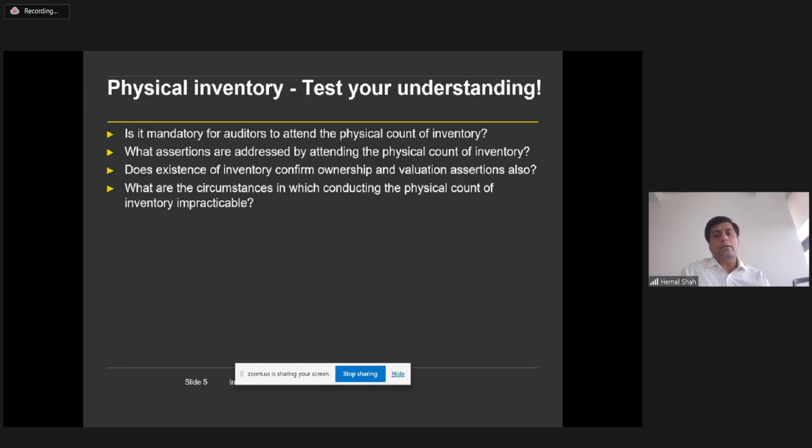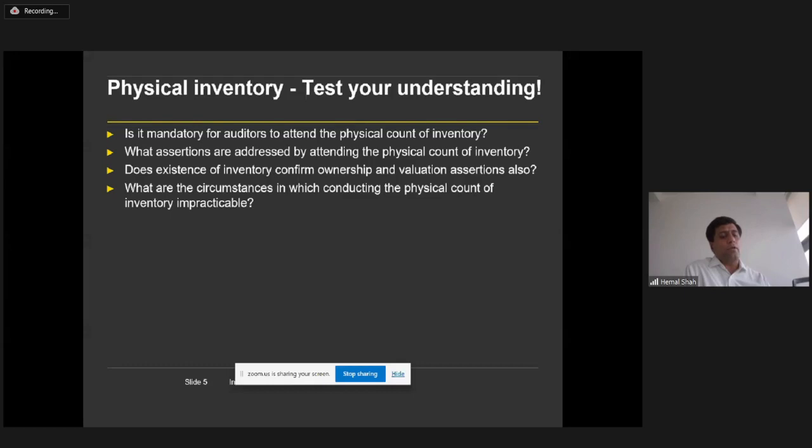So what it tries to say is, if it is a very serious problem for the auditor to attend, and when I say serious problem, it basically means it may put a very significant risk to the auditor from a safety point of view, then in that case it is fine. But otherwise, in all other practical cases, the auditor will have to attend physical verification.